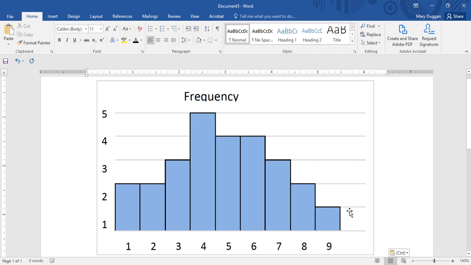And then the final question asked, how many total people are there in this graph or in this distribution? So here we go. We have 2, 4, and then 3 is 7, plus 5 is 12, plus 4 is 16, plus 4 is 20, plus 3 is 23, plus 2 is 25, and plus 1 is 26. So that means there are 26 scores in this frequency distribution.